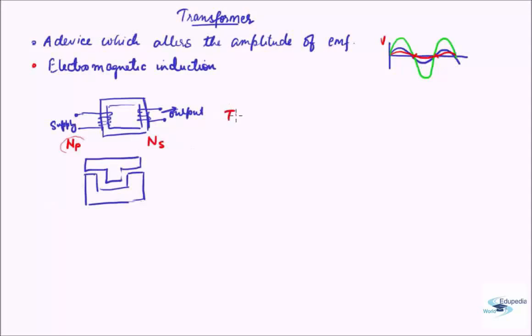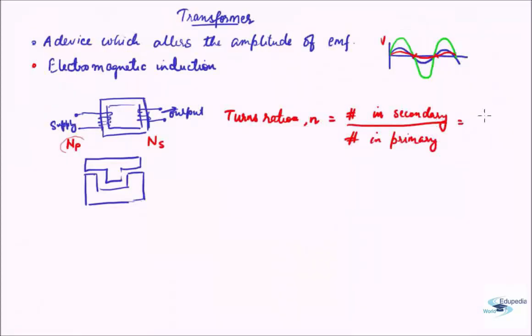Definition of turns ratio, also denoted as N, is the number of turns in the secondary coil by the number of turns in the primary coil. Therefore, turns ratio can alternatively be written as Ns upon Np. Turns ratio is a very important concept, which we will see why it is so important. So remember this.